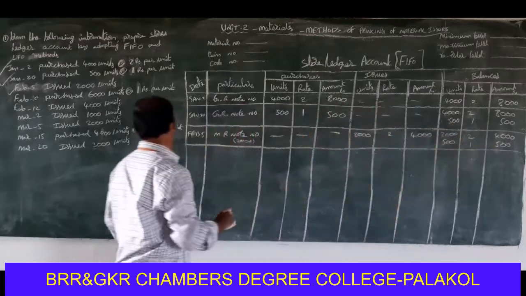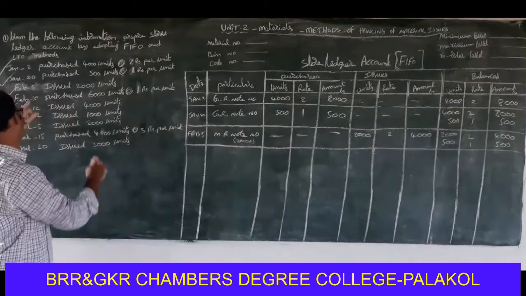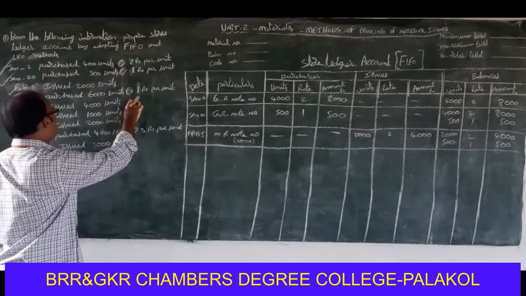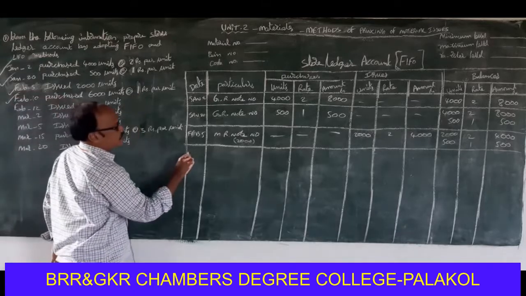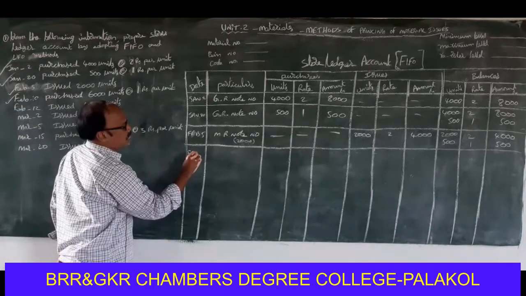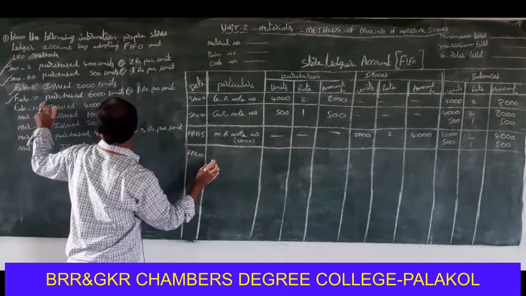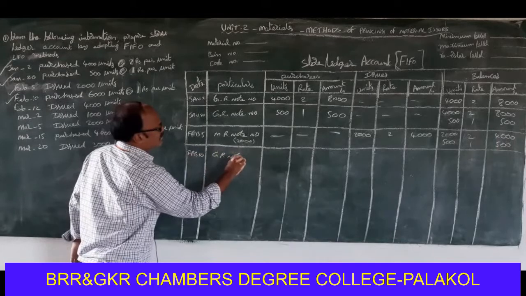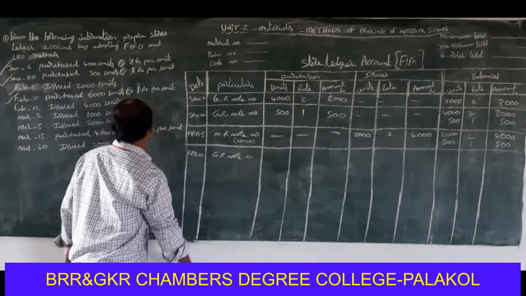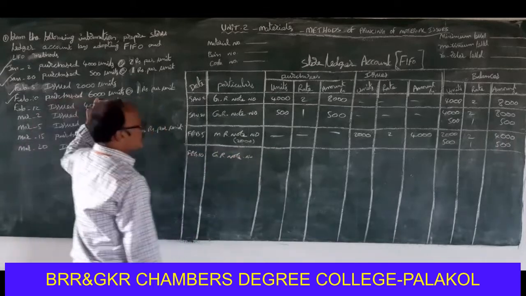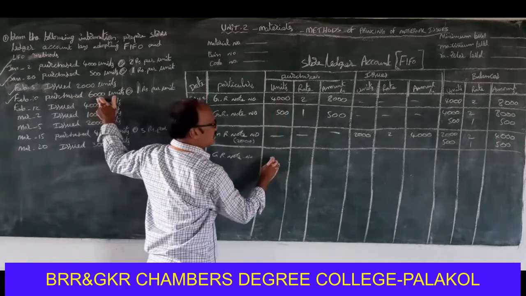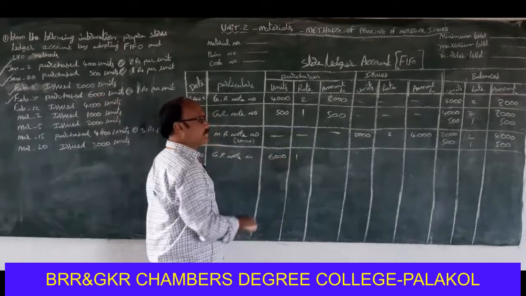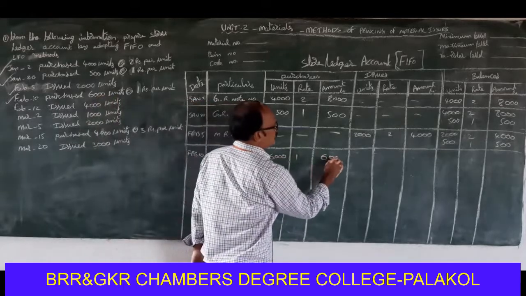Okay, next one. February 10th. 6,000 units at the rate of 1 rupee per unit. Purchases. Purchases means, already I am telling, goods received note number. How many units purchased? 6,000 units. So this transaction is recorded under the purchases column. 6,000 units at the rate of 1 rupee per unit, 6,000.